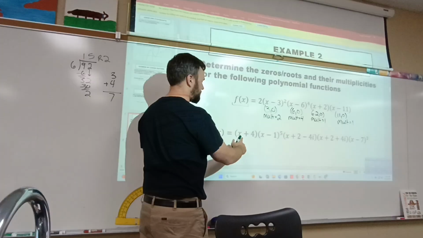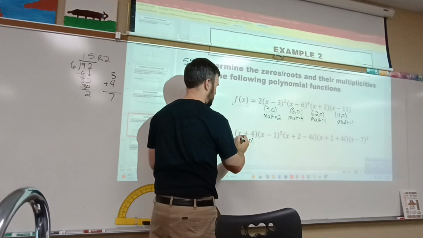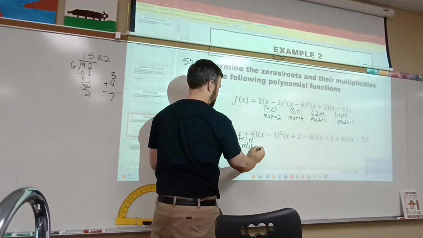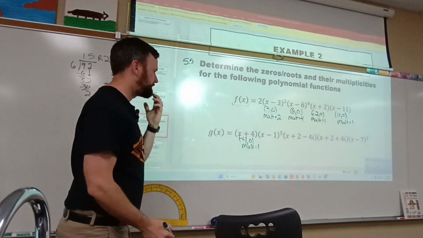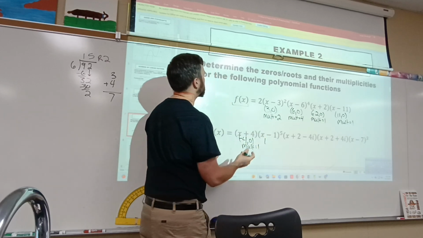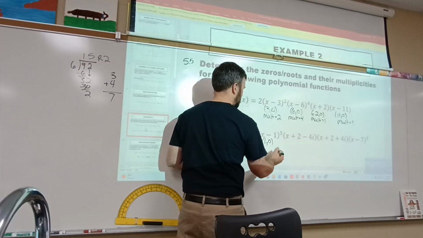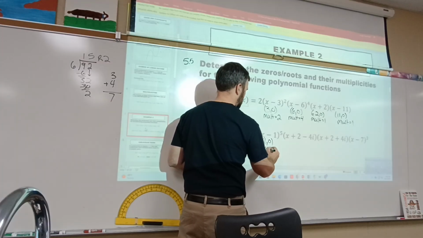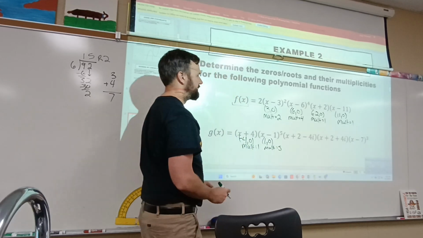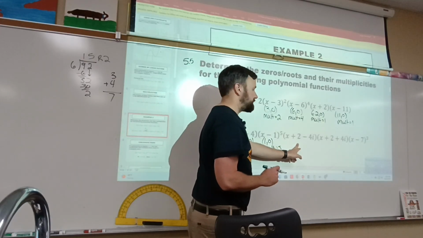What's my 0 of this one? -4. And what's my multiplicity of it? 1, right? There's only power 1. This would be 1. X equals 1. Multiplicity of what? 5. This one's not going to be on the graph, right? Correct?